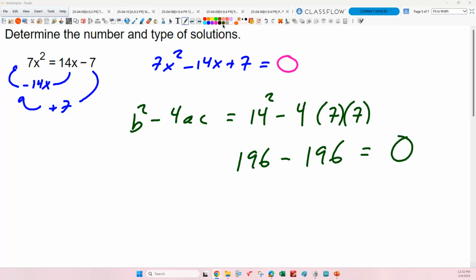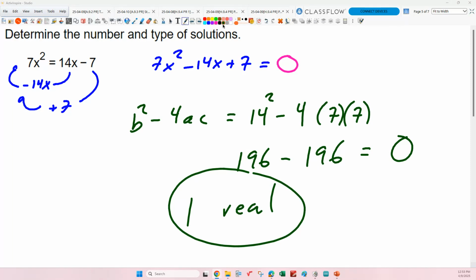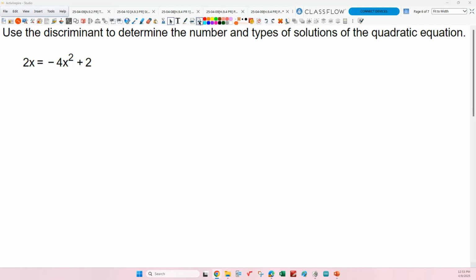0. So what do I get? Show me with your fingers, everybody. How many solutions are we getting? Good. 1. Real or non-real? Real. Yep. 1. Real. I like it. Okay. How about one like that?